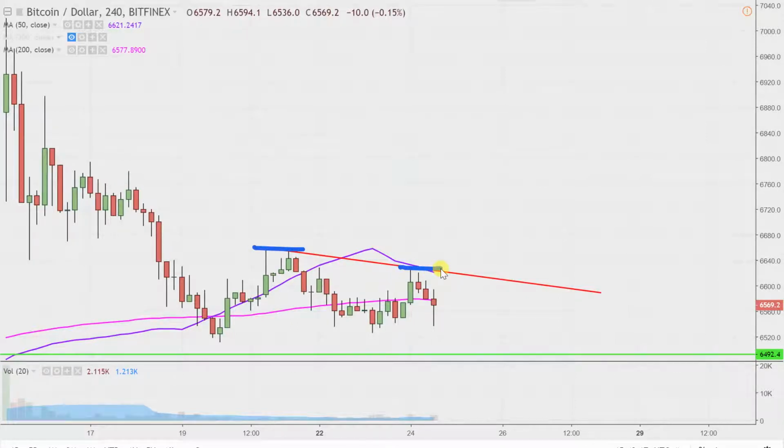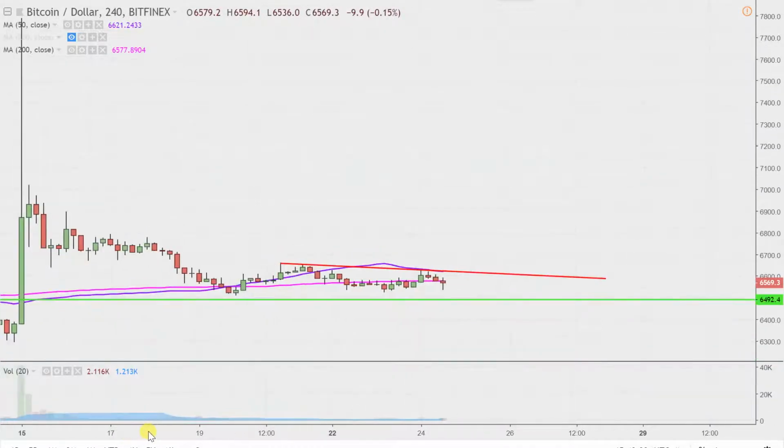Now, does that mean this thing is going to crash? I'm not saying that. I'm just saying that it's something to be aware of and take note of, that the bulls in the shorter term, at least over the past few days, do seem to be losing a little bit of their strength.